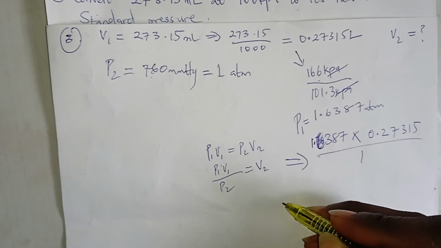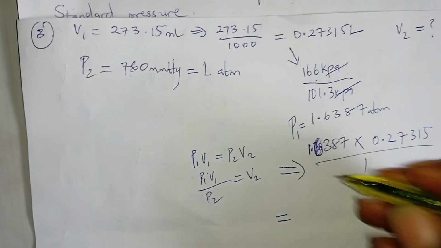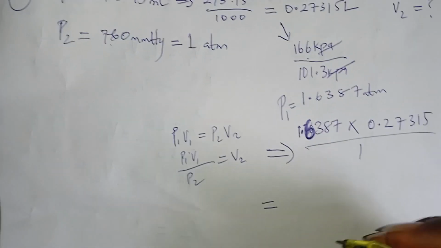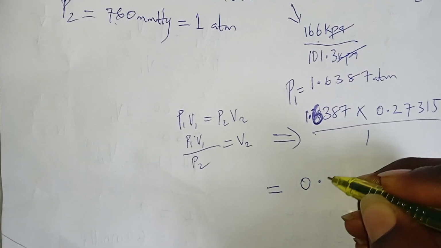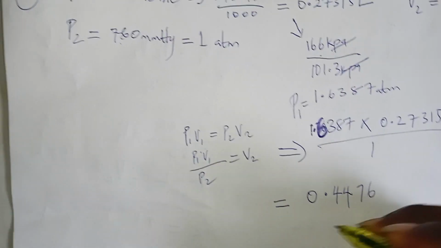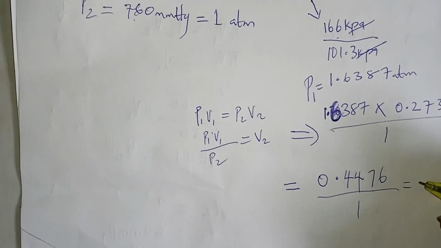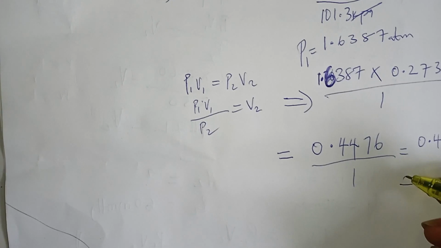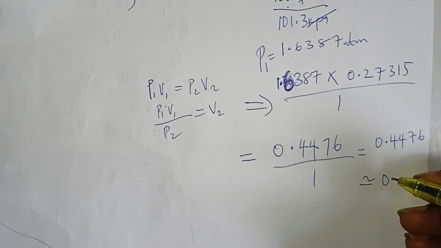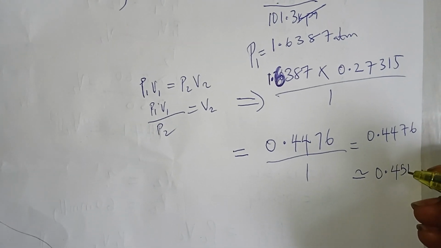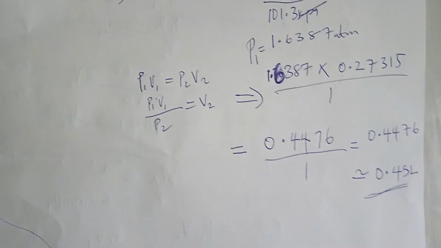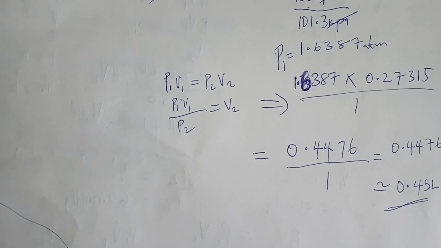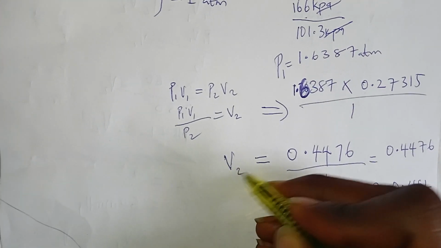So when I punch this in, that is our final answer, 0.45, or you say 0.5 liter. That is our V2.